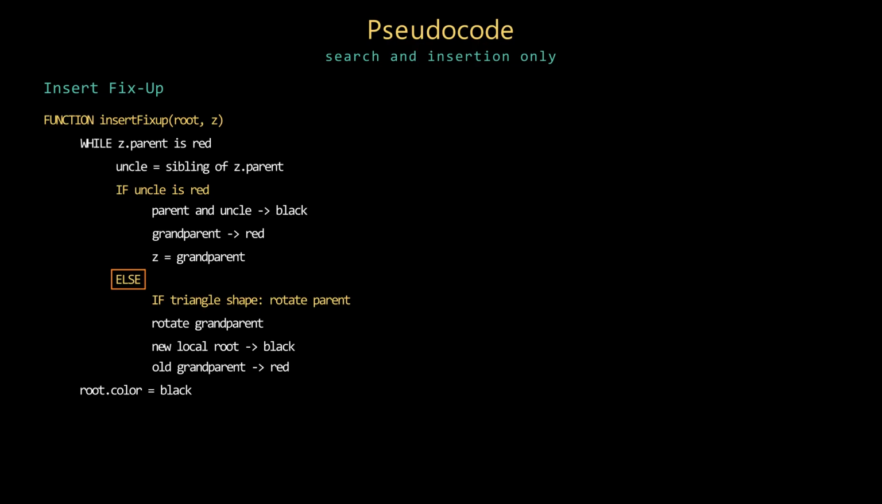Otherwise, the uncle is black, including the nil uncle case. If the shape is bent, rotate at the parent to turn it into a straight line case. Then rotate at the grandparent. Recolor the new local root black. Recolor the old grandparent red. Finally, force the root to black.